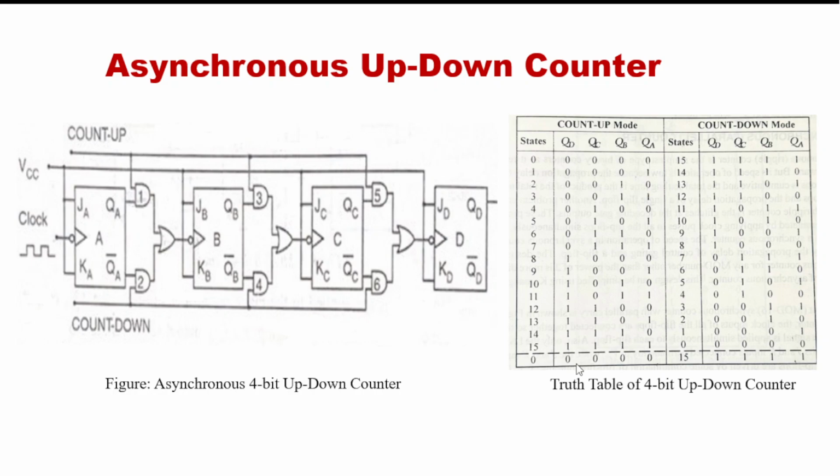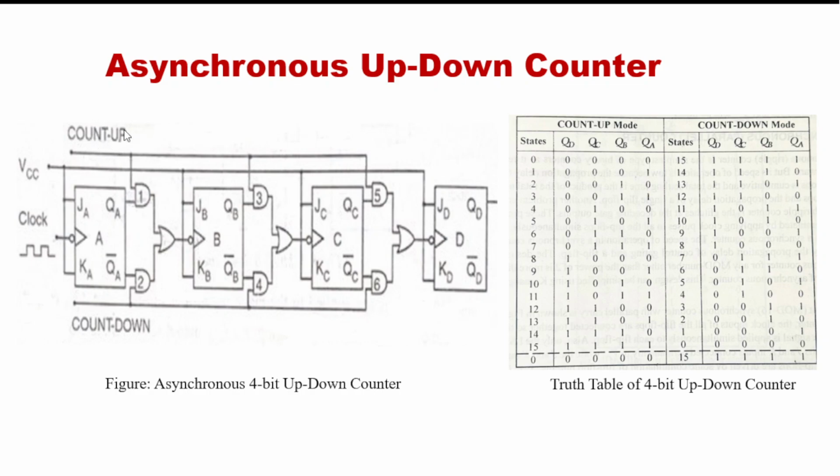Now I am discussing countdown mode. In the case of countdown mode, what will happen? In the case of countdown mode, we will keep count up line equal to 0. Okay, same thing, just opposite. In that position, count up line equals 0 and count down line equals 1.